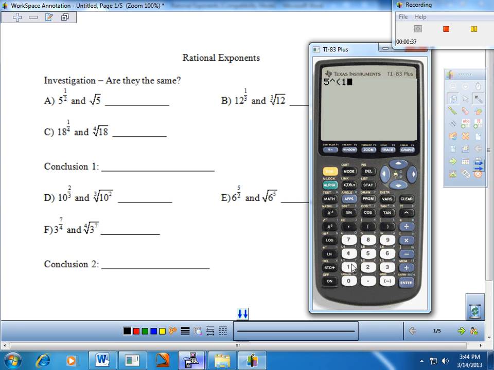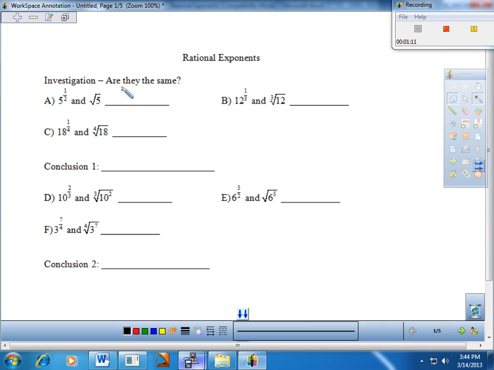Now it wouldn't make too much of a difference here, but get in the habit of raising these fractional exponents inside the parentheses. So 5 raised to the 1/2. And there we go. We get a nice looking decimal like that. And what I want to do is very simply compare it to the square root of 5. So I'm going to hit second square root and 5, and notice we get the exact same number right there. So as again, just as simple as it gets, are they the same? And yeah, that's the case. So 5 to the 1/2 is equivalent to the square root of 5.